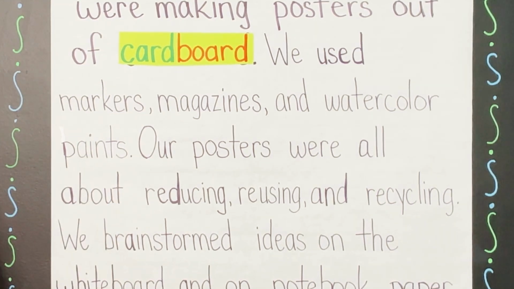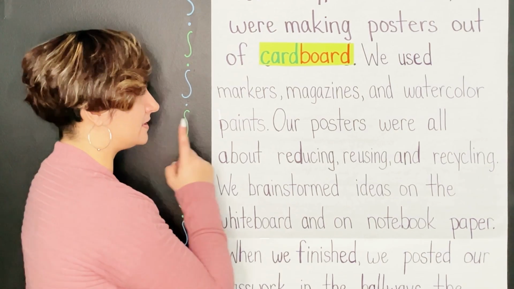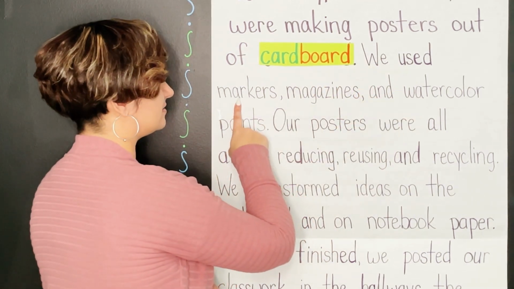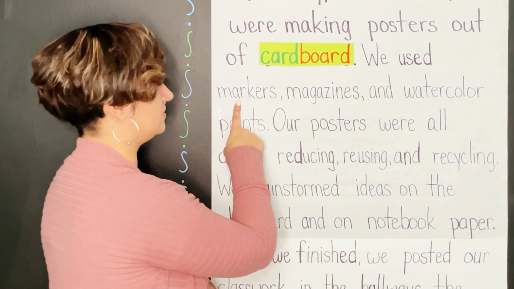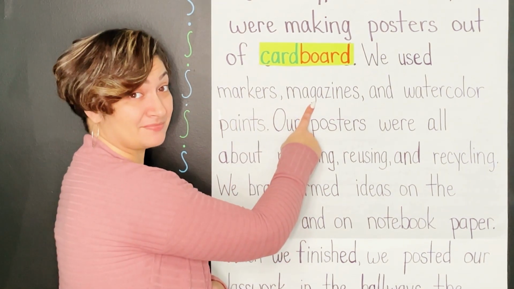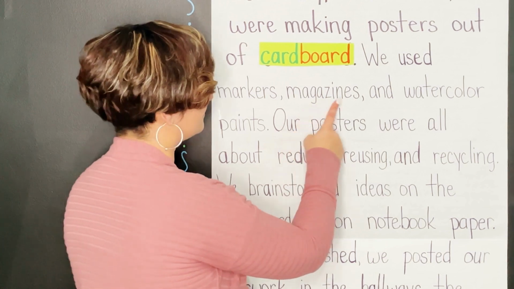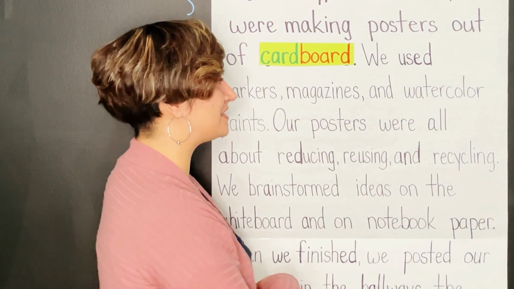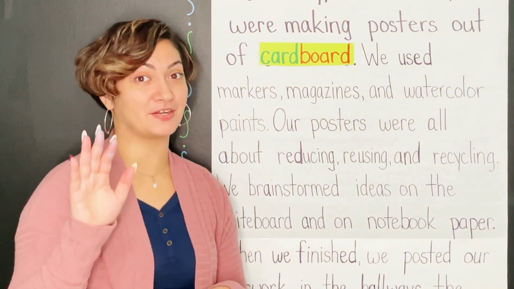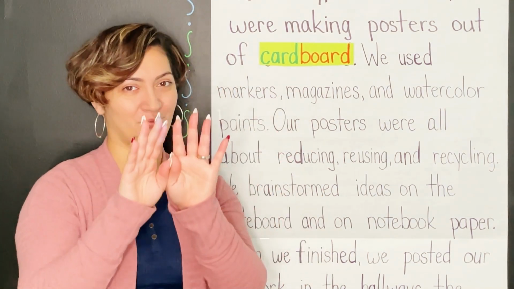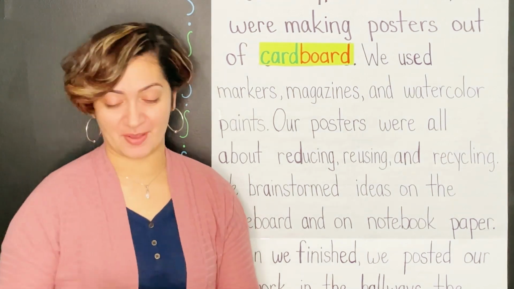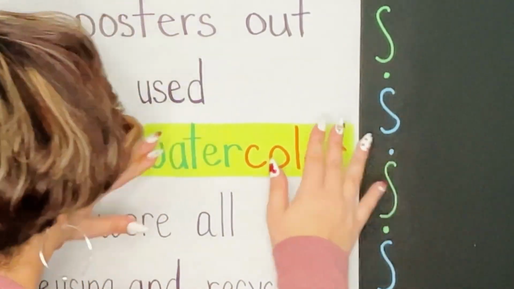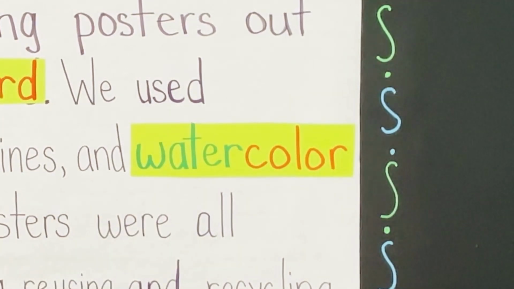Let's look at those words again in the second sentence. We used markers. Markers are compound word? No. Magazines? No. Watercolor? Oh, that's one of those more complex ones, right? We have water, color, watercolor. I don't know if you've ever painted with watercolors, but they're pretty cool. Watercolor. Scholars, go ahead and write down watercolor on your paper.